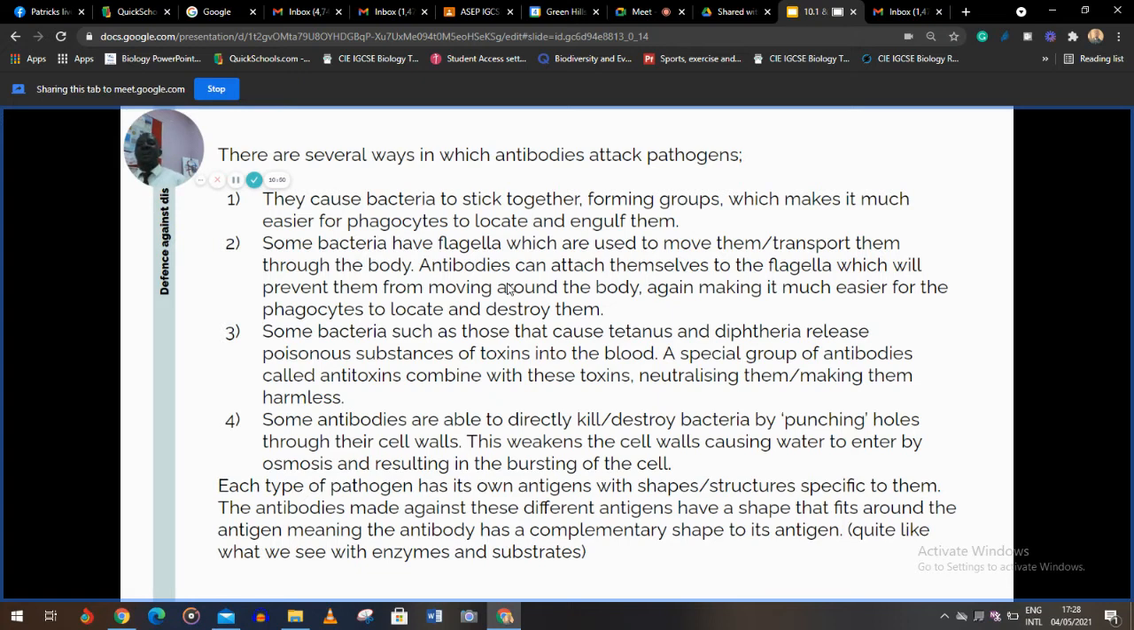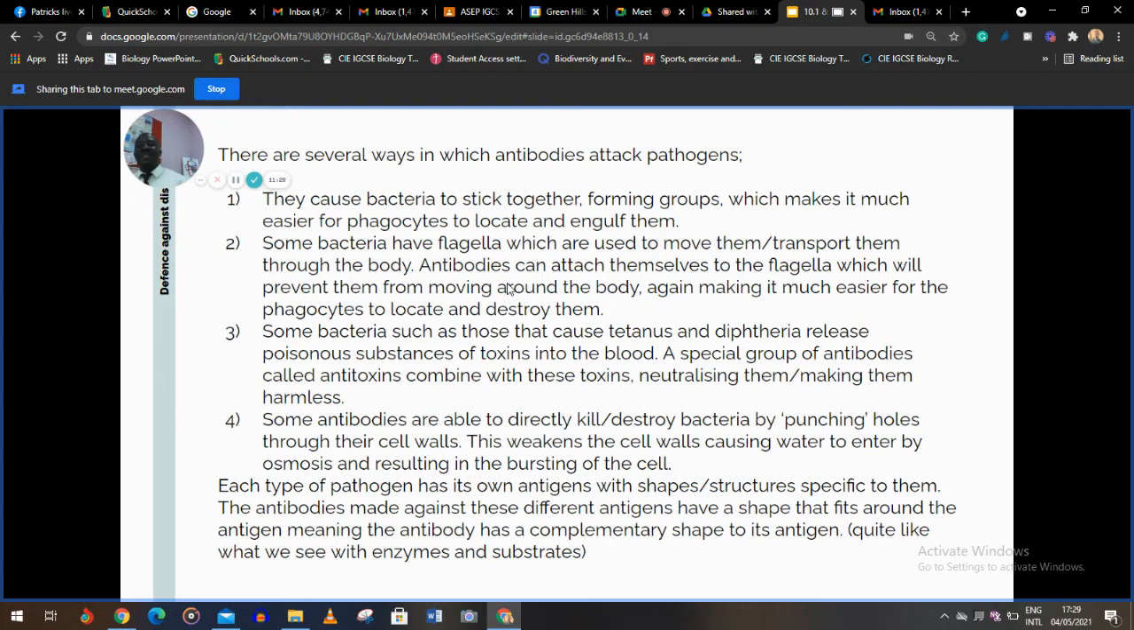Number two: some bacteria have flagella. Remember, flagella are like the tail part of the bacteria, which they use to move. Some of these antibodies will come and attack the flagella, which are used to transport them through the body. Antibodies can attach themselves to the flagella, which will prevent them from moving around the body, again making it much easier for the phagocytes to locate and destroy them.